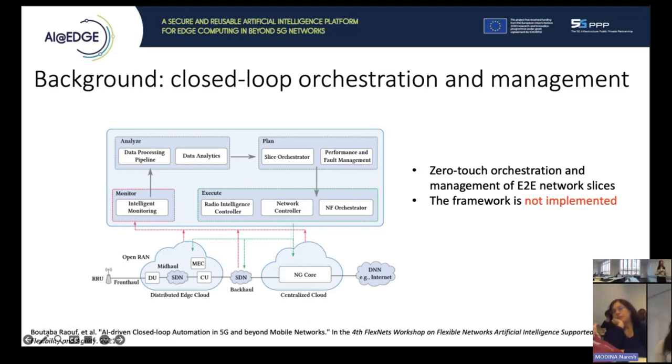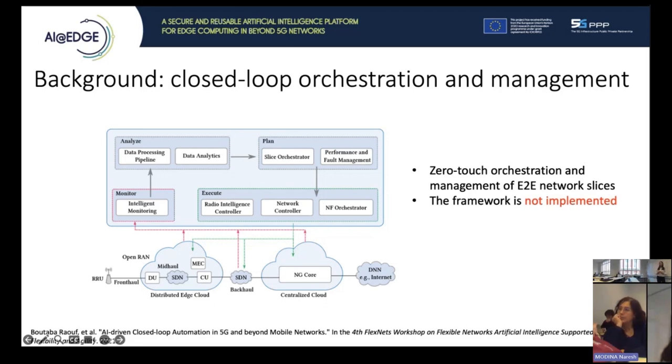And as they are working on the management of end-to-end network slicing, they have proposed within the planner to use a slice orchestrator. For example, it could be the number of VNFs that we should deploy within the chain. And then they have also developed the idea at the executor part. So there is the NF orchestrator. There is also the network controller in case, for example, the NF orchestrator is not able to ensure this connectivity. And then we also have the radio intelligence controller, since they are trying to do some end-to-end network slicing. So they were also focusing on the RAN part.